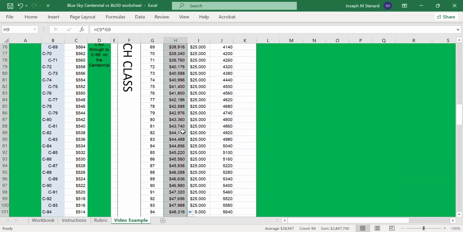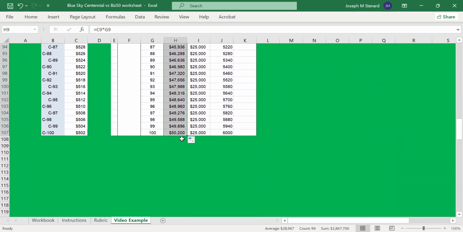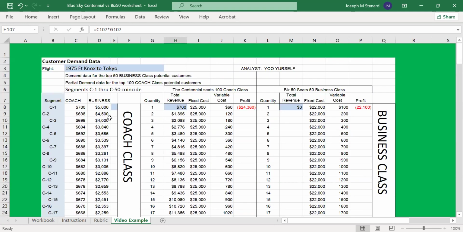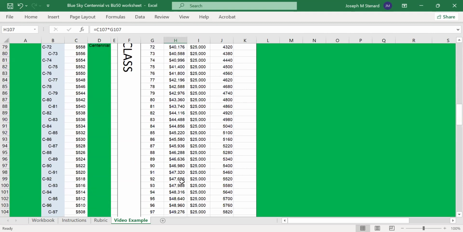Similar results with using Sheets if that's what you're doing. And down here, we'll just do a little calculation, make sure 502 times 100 is 502 with 2 zeros after it. 50,200 is the revenue. And at this point, we know that we could then make this much revenue on this flight because the demand for coach class seats from Fort Knox to Tokyo is very robust.